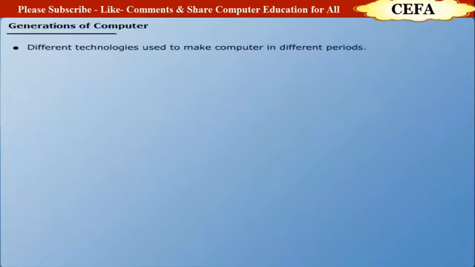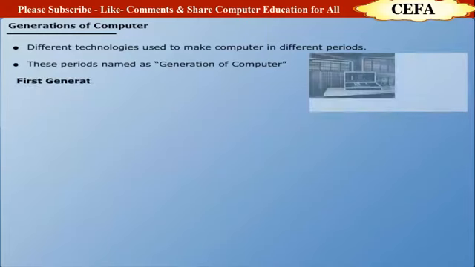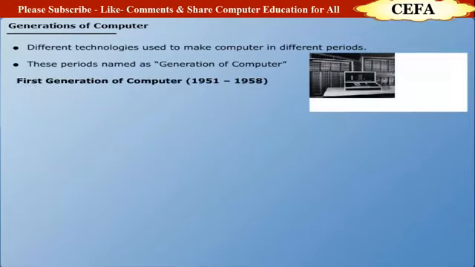History and development of computer. Generations of computer. With the passage of time, several changes were made in computer technology to meet the challenges of the age. Modifications were classified into different periods, and later on these periods were also named as generations of the computer. First generation of computer, 1951 to 1958.